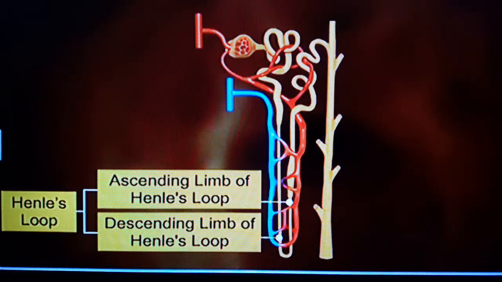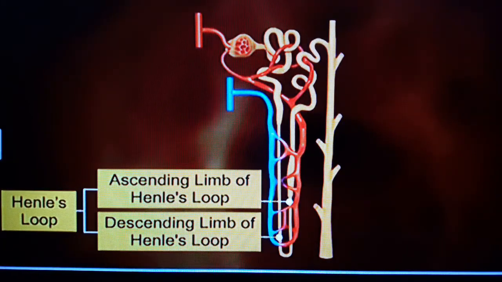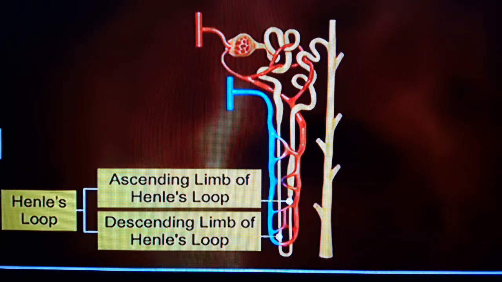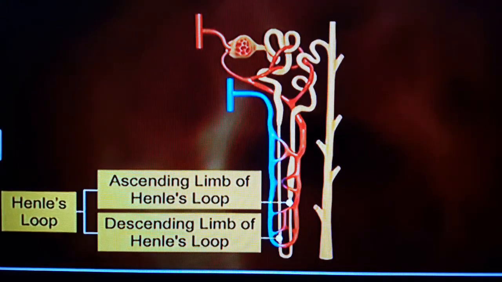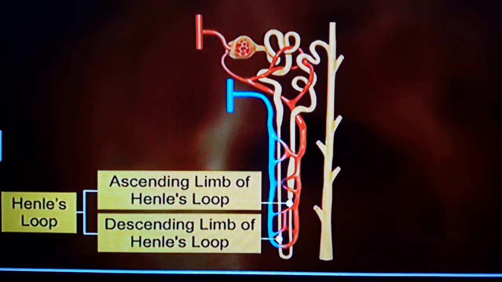Second, the ascending limb of the loop of Henle is comparatively thicker and is composed of flattened cuboidal epithelium with sparse microvilli and mitochondria. So it is impermeable to water and sodium chloride. Again remember this: the descending limb is permeable to water, and the ascending limb is impermeable to water and sodium chloride.